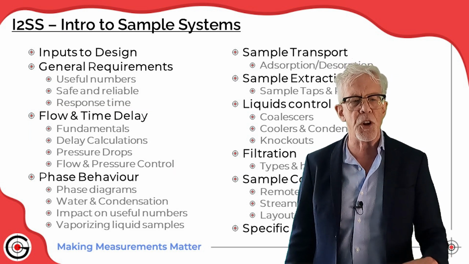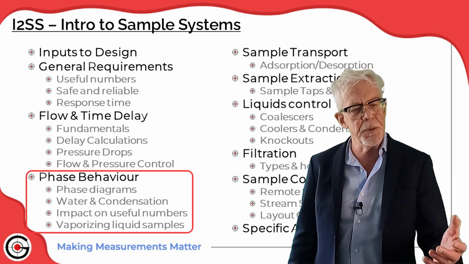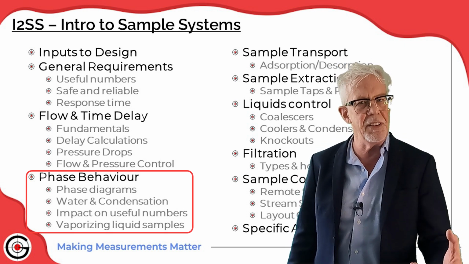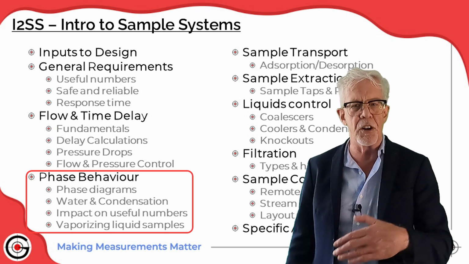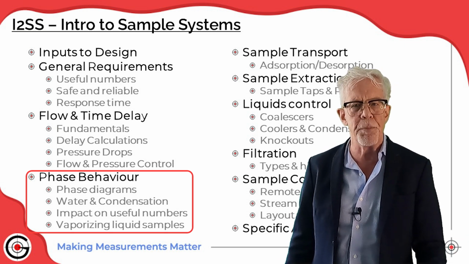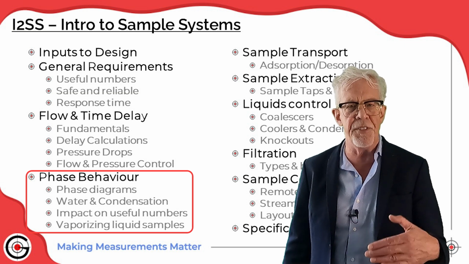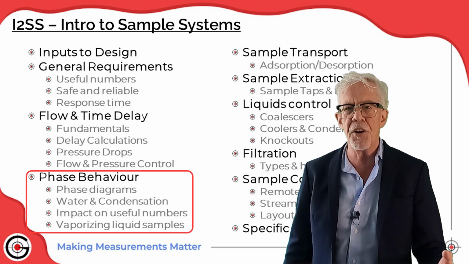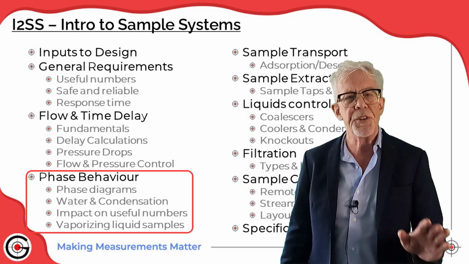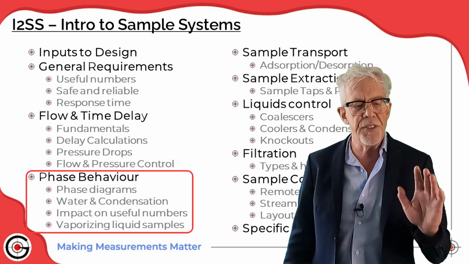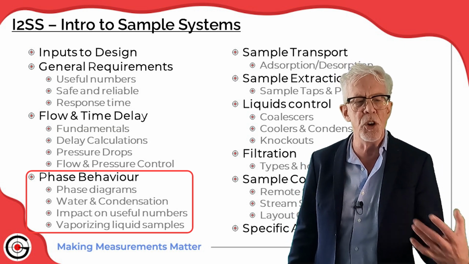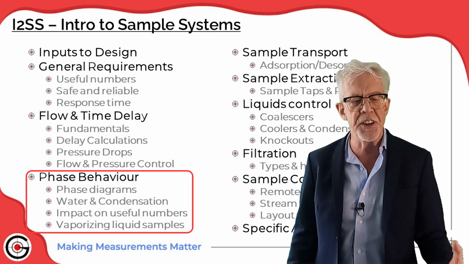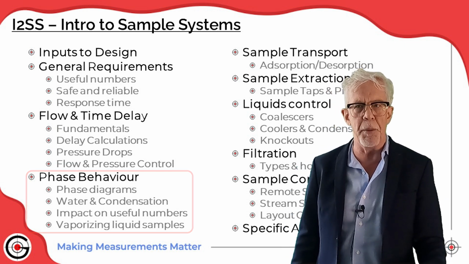From there, we're going to move on to talking about phase behavior. So phase is important because our gas analyzers want to see gas phase samples. Our liquids analyzers want to see liquid phase samples. So we're going to talk about phase diagrams and how we can determine what temperatures and pressures will cause changes in the phase behavior of the sample. We'll talk about water and condensation in our sample systems and how to prevent that from happening. We'll talk about how phase changes can have a very negative impact on whether we're getting useful numbers. It can change whether we have a representative sample. And then we're going to talk about forcing phase changes, like vaporizing liquid samples.